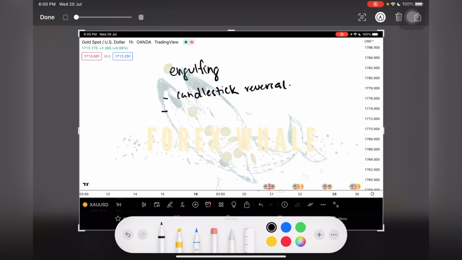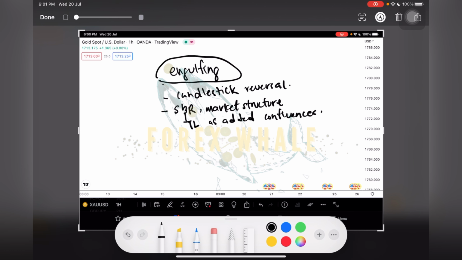For example, we have SNR, we have market structure, and we also have trend line, TL, as added confluences. It just works very simple. I will show you how to use this technique and how you place your trades, the SOP, the stop loss and take profit level.